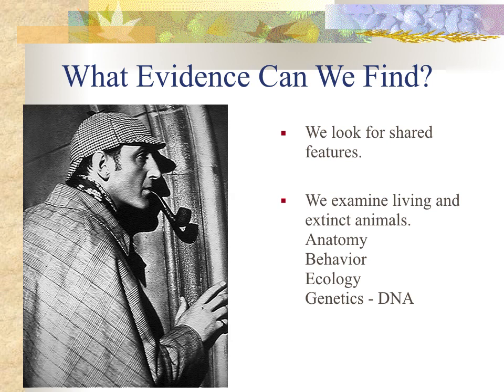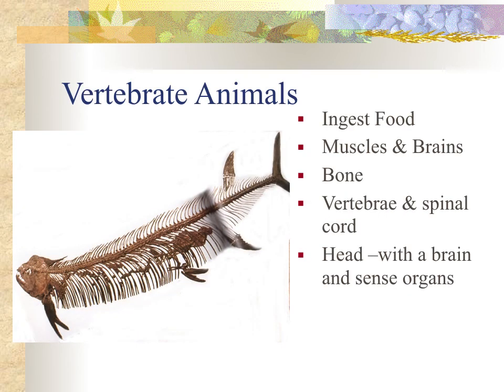We check their anatomy, their behavior, their ecology, and their genetics. And so we can tell humans are related to certain groups of organisms. Okay, we're vertebrates. Okay, all vertebrates ingest food. They all have a unique tissue called muscle, and they have nervous systems, brains. Vertebrates are unique in that they contain an internal skeleton of bone, and in particular, they have a backbone made of vertebrae with an enclosed spinal cord.